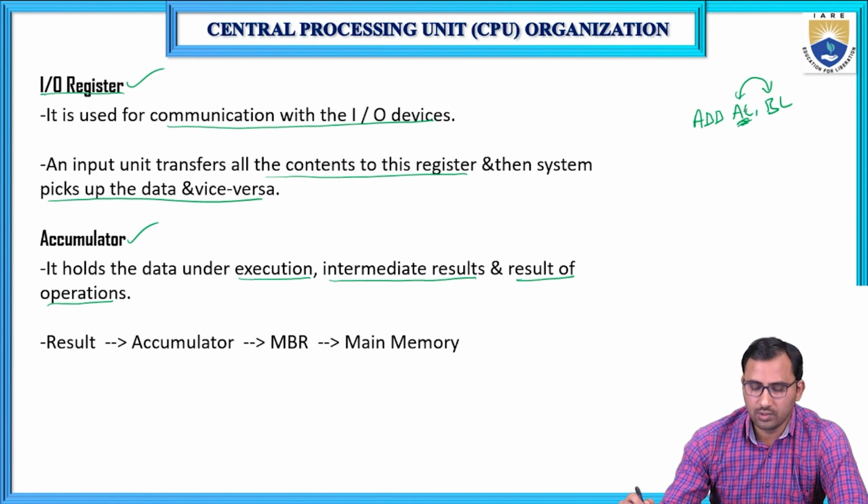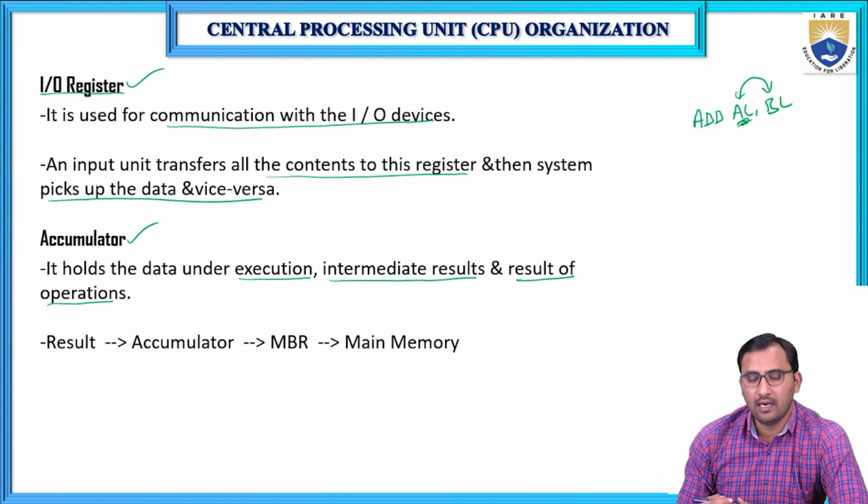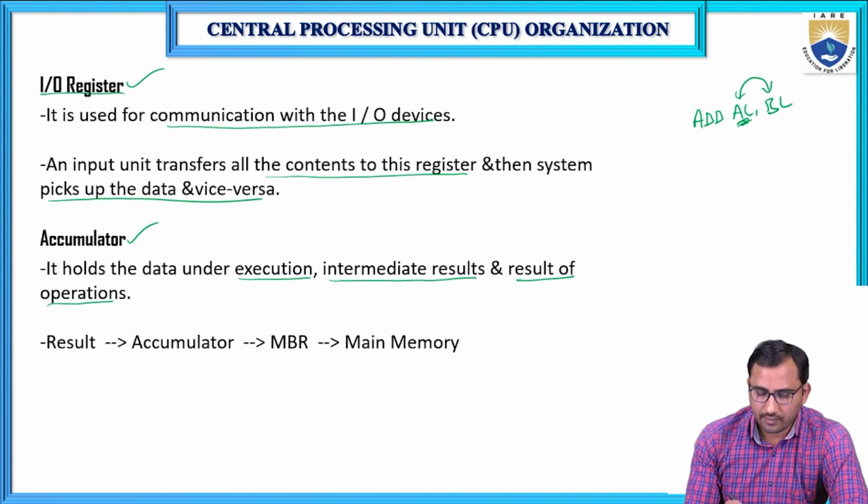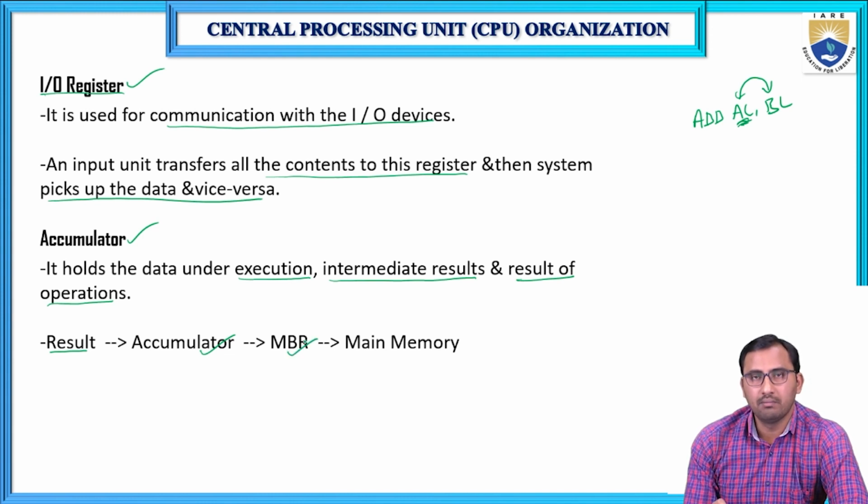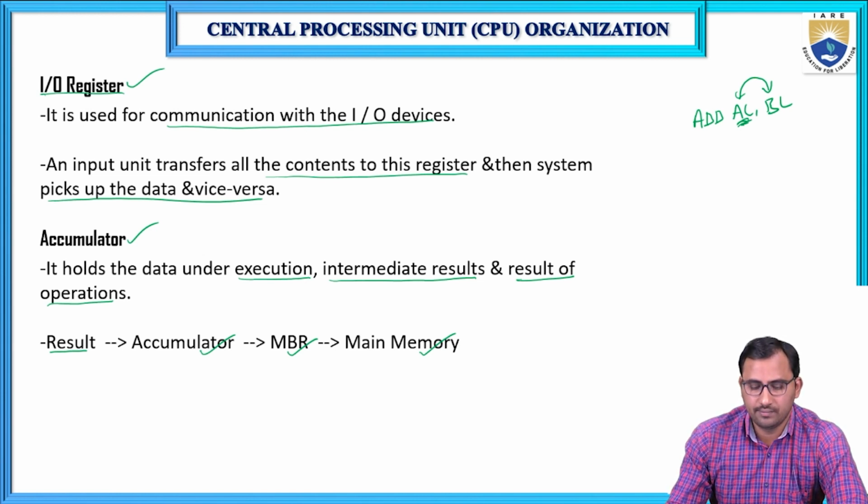Okay, so that is the use of this accumulator. The accumulator stores the data under execution, and it stores the intermediate results and the final result of the operand. All of that will be stored in the accumulator register. From the accumulator, we can store it in the memory buffer register, and from the memory buffer register, finally we will store the results in the main memory. Okay, so this is about the accumulator register.